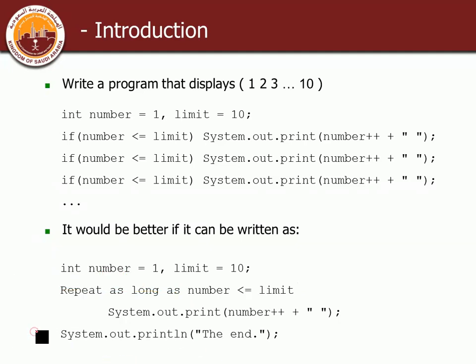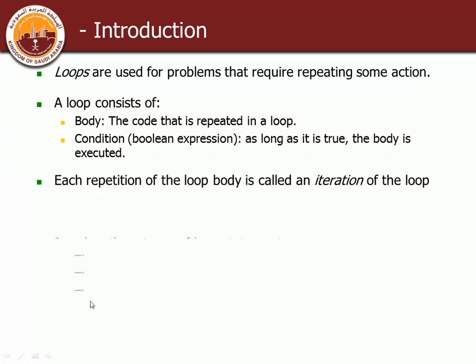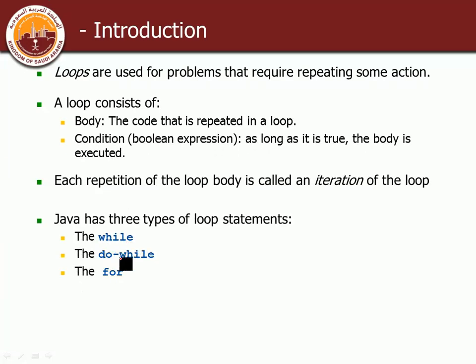Actually, there's more than one way to do these repetitions. While is one of them. It's like the standard way to do it. I mean, not standard in all ways, but let's say the simpler way to do it. The other types of loops are do while and for.